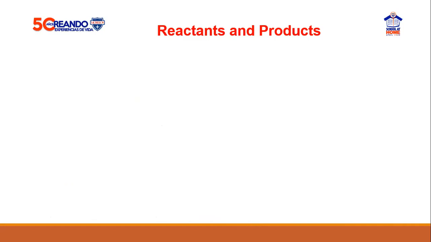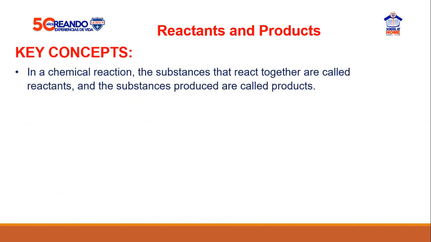Okay, so let's go now to our key concepts, shall we? The key concept number one is that in a chemical reaction, the substances that react together are called reactants. And the substances produced are called products. The first part was pretty straightforward, but the second part was a little repetitive. But still, that is valid and totally and absolutely true.